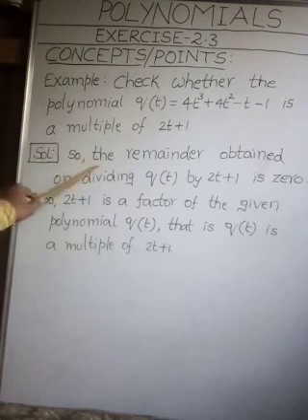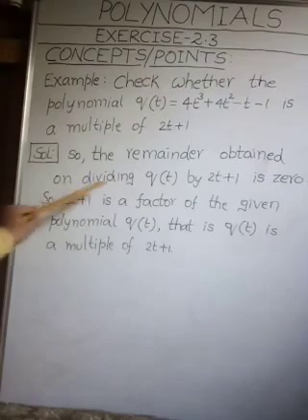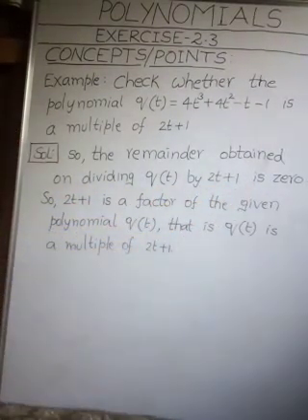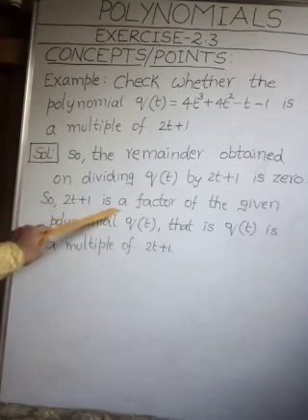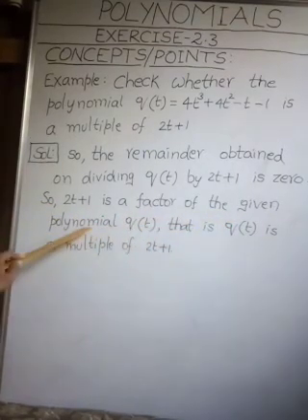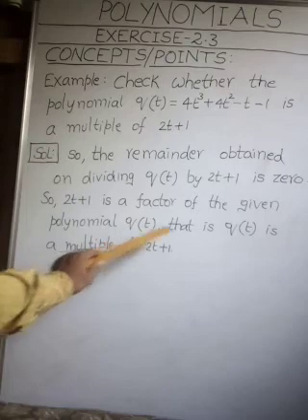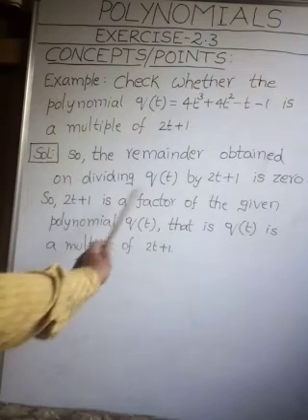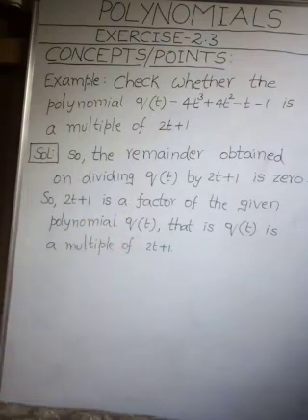So finally we got here remainder 0. So the remainder obtained on dividing q of t by 2t plus 1 is 0. Without using the long division, we got here remainder 0. So 2t plus 1 is a factor of the given polynomial q of t. That is, q of t is a multiple of 2t plus 1. Both sentences give the same meaning. Understood, my dear children? Right.